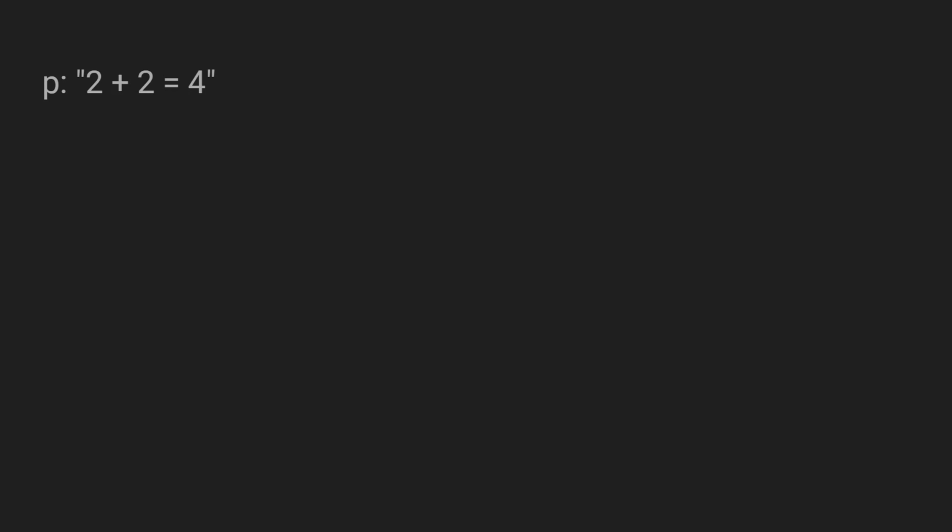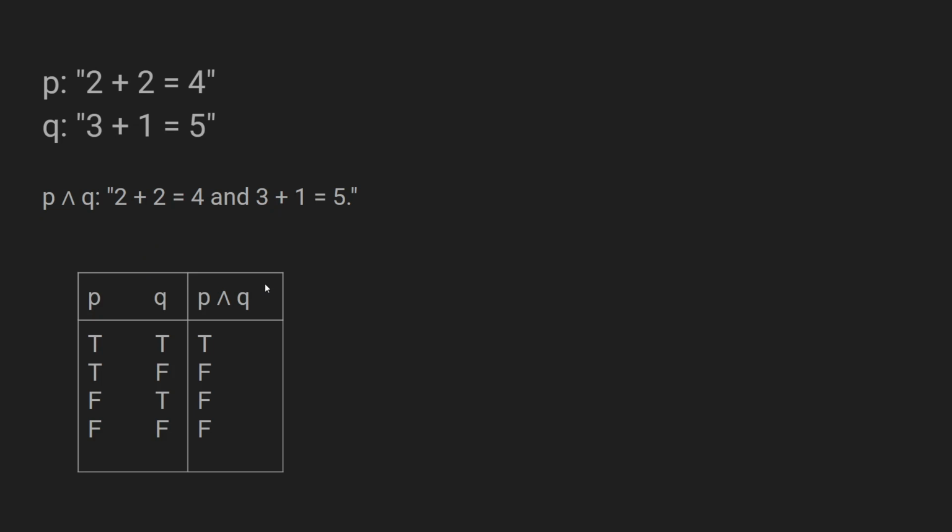Let's check another example. P: 2 plus 2 equals 4. And Q: 3 plus 1 equals 5. 2 plus 2 equals 4 is a true proposition, and 3 plus 1 equals 5 is not a true proposition. So if you merge them, they will become a false proposition. Alright, and this is the truth table. Both should be true, then P and Q is true. Otherwise, it remains false.